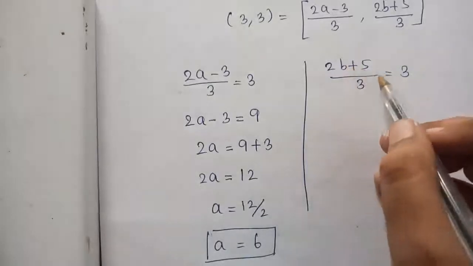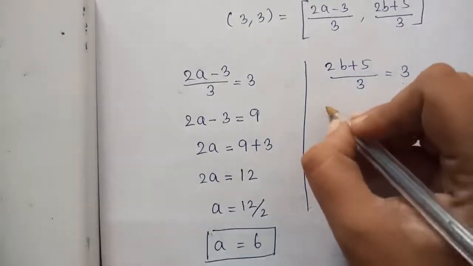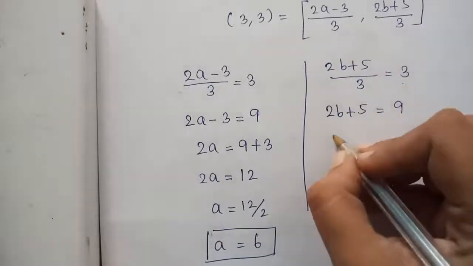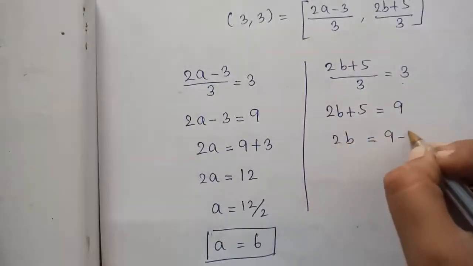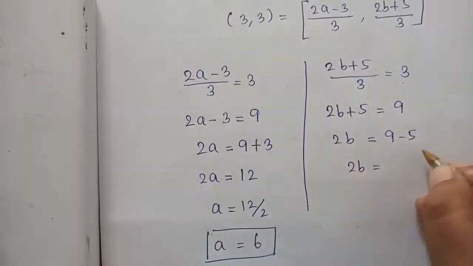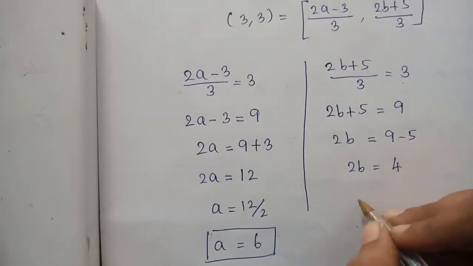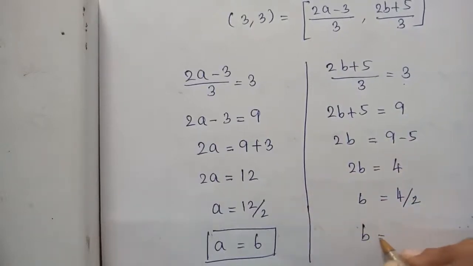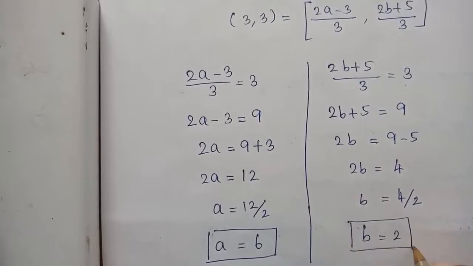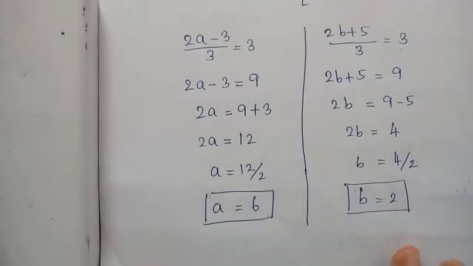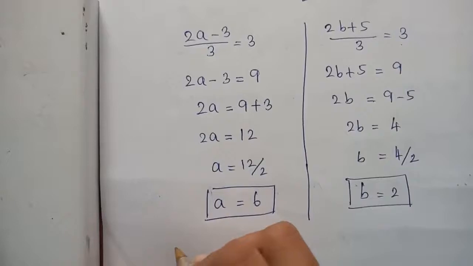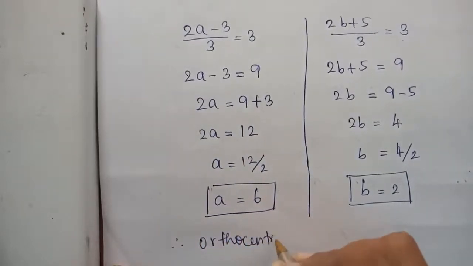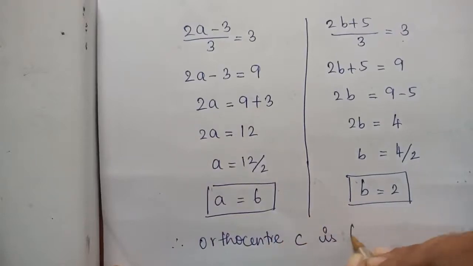Then (2b plus 5) divided by 3 is equal to 3. Cross multiplication: 2b plus 5 is equal to 3 threes are 9. 2b is equal to 9 minus 5, which is 4. b is equal to 4 divided by 2. Therefore the value of b is equal to 2. Now we have found the values of a and b, which give the circumcenter C as (6, 2).